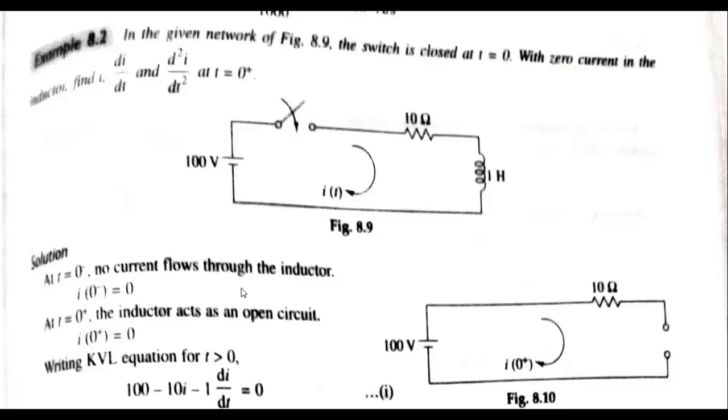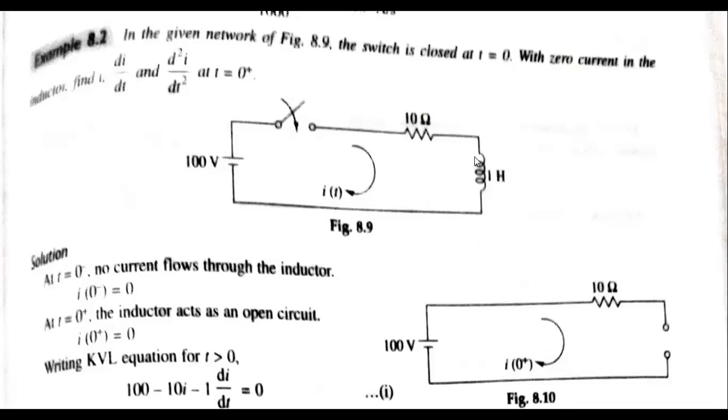The current is flowing through the inductor. So at t equals 0 minus, what will be my current, that is i of 0 minus equals 0. Definitely if the switch is open, then no amount of current will flow through that. So at t equals 0 plus means after the switching. 0 minus is before switching and 0 plus is after switching. The inductor will act as open circuit, no doubt at all.